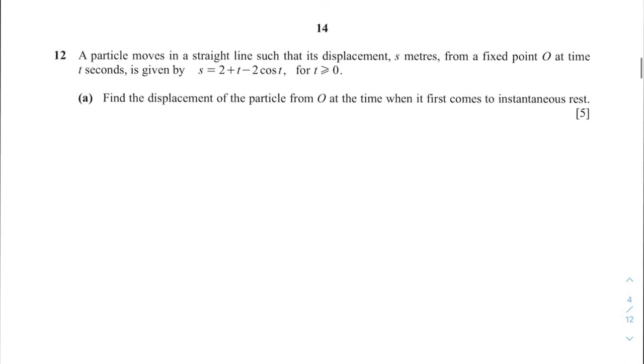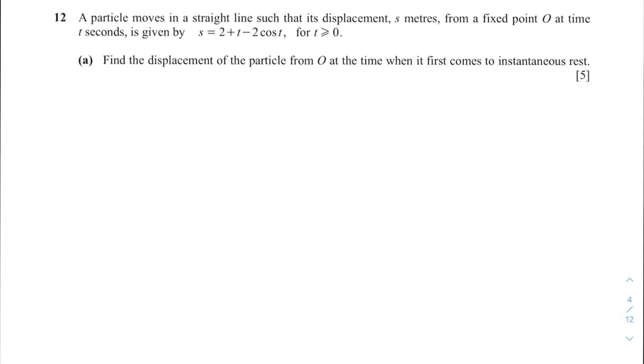All right, then the next thing that they want us to do is that they said that a particle moves in a straight line such that its displacement from blah blah blah is given as this. So this is the displacement of the particle when time is from 0 upwards. Okay, we should find the displacement of the particle when it first comes to instantaneous rest. Now, the fact that they said it first means that there are so many times that the particle could have come to an instantaneous rest. They are interested in the first one.